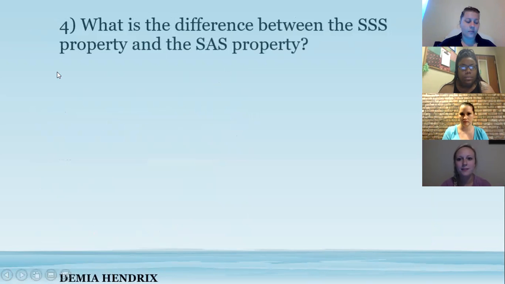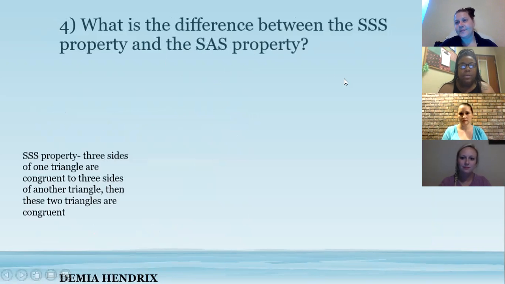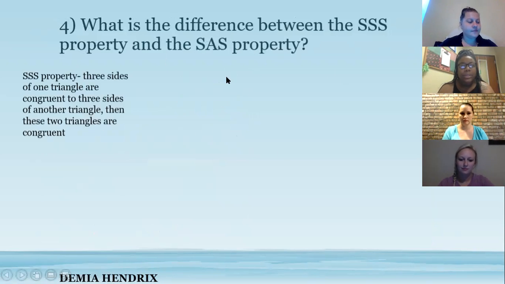Demia, what is the difference between the SSS property and the SAS property? Okay, so for one of our homework questions, we had a question about triangles being congruent. I feel like this was a huge thing to know when you're talking about the congruency between triangles. The SSS property stands for side side side property. That's when the 3 sides of one triangle are congruent to 3 sides of another triangle. When this happens, that's how you know the triangles are congruent.